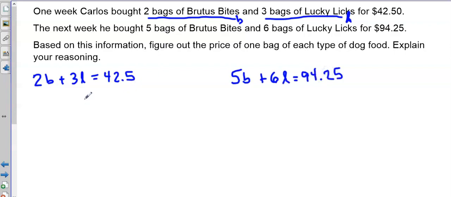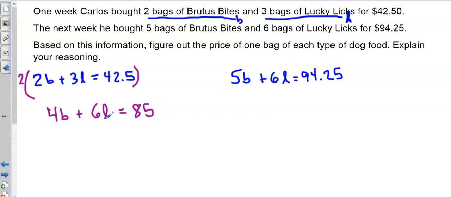As I'm trying to reason through this one, last time I had the same amount of one of the types of food, so I could reason that the difference in the cost was because of the difference in the other type of food. But here I have nothing that really matches. Here's 2B, and there's a 5B, and there's a 3L, and there's a 6L. But what I can do is think about this first week and think about what would happen if he doubled his order. So I'm going to multiply everything times 2. So 4B plus 6L equals 85.